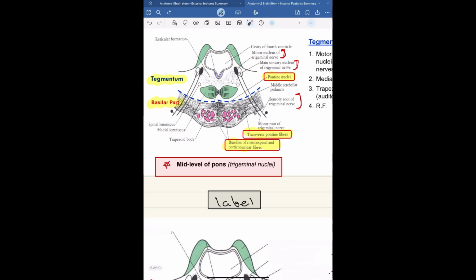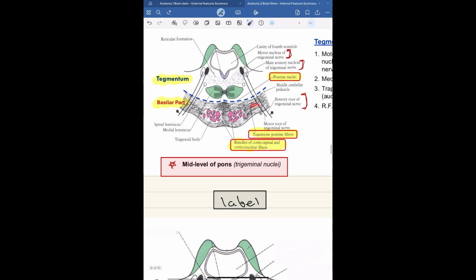Now if you go and take a look here, you see fibers running. Those are called the transverse pontine fibers. So it's transverse from its fiber direction, and pontine because it's in the pons. And then you see a surrounding here. This is the pontine nuclei. Within you will see bundles of corticospinal and corticonuclear fibers, right?